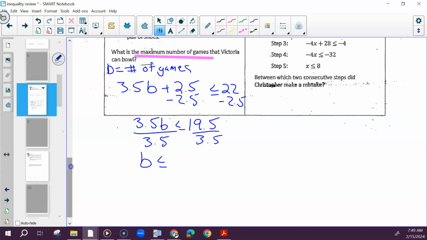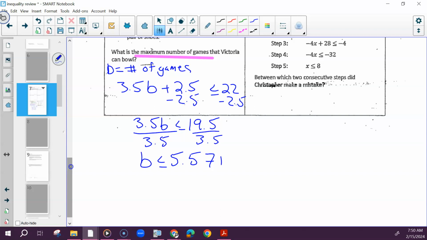What'd you get? It's long. No, that's long. So tell me like the first three. 5.571. We can't bowl .571 of a game, so we either have to round up or round down. Which one would we do?